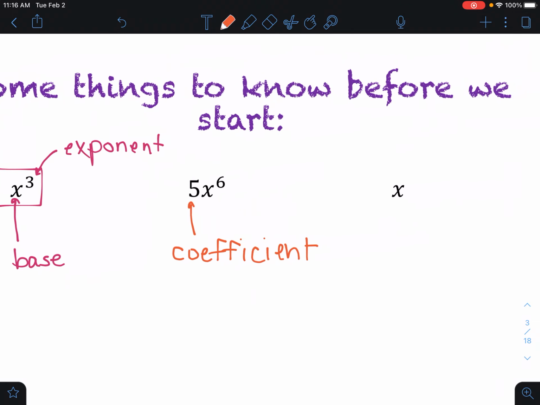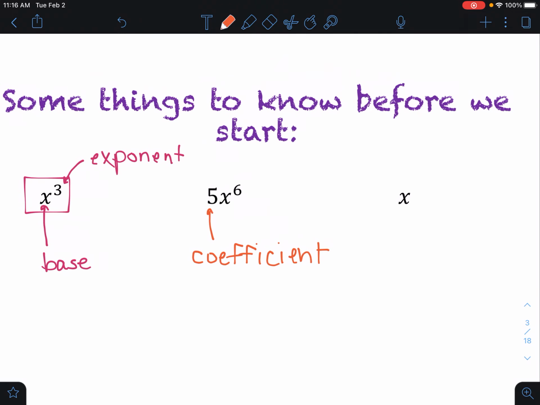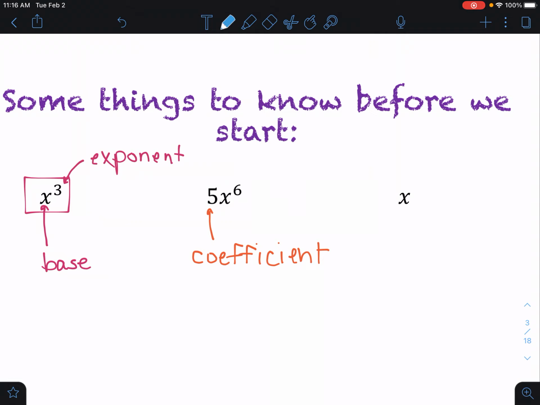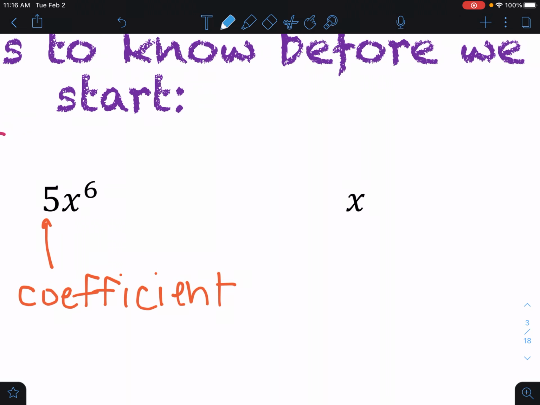Okay. And then lastly, here's one other thing that I want to touch on, and this is kind of interesting. When you see something like x by itself, remember that's a variable. You say, well, that doesn't have an exponent on it, nor does it have a coefficient. Well, that's not entirely true. When you don't see something in front of this, remember this is really 1x, okay? We've talked about this before, but that's really a 1 in front of it. We generally don't write it, but it's there.